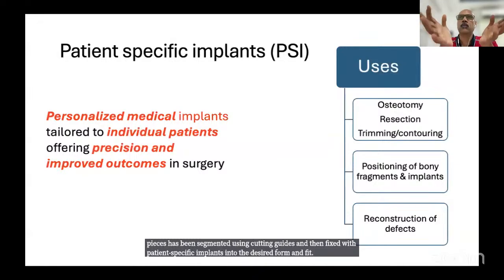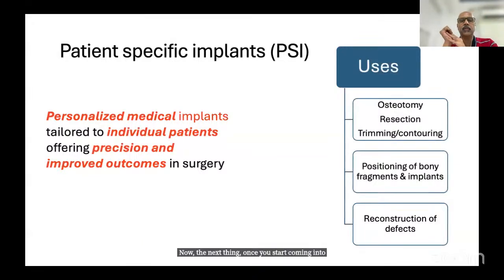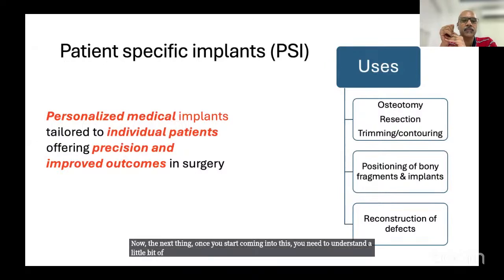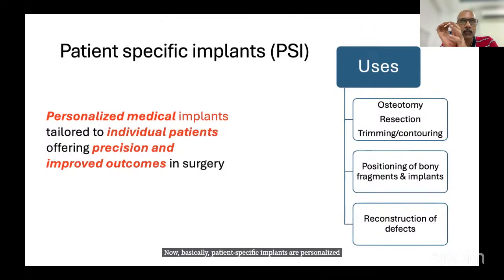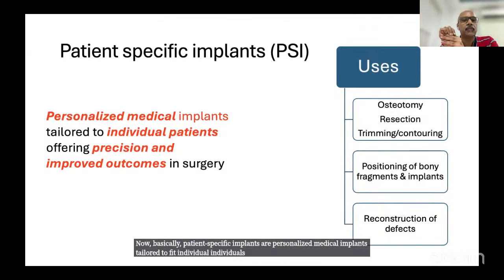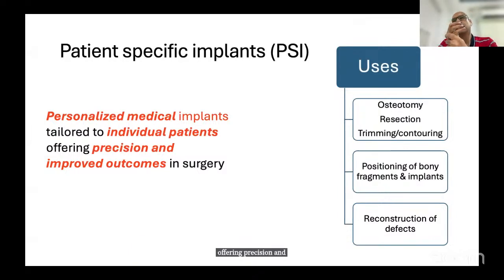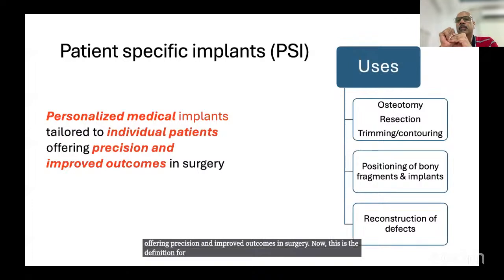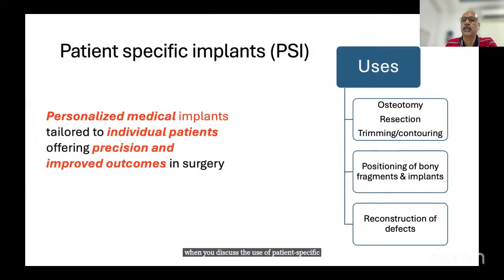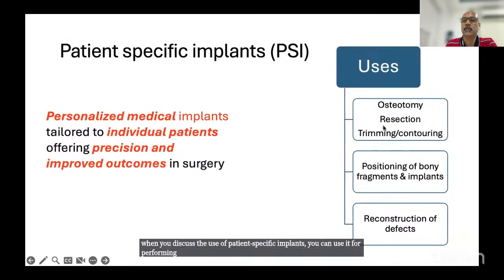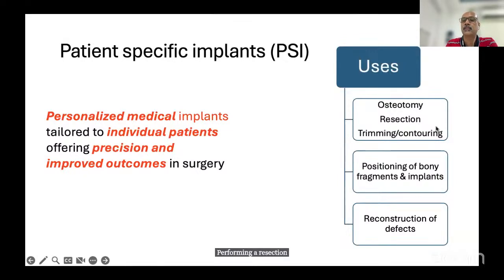Now, the next thing, once you start coming into this, you need to understand a little bit of detailing on patient-specific implants. Basically, patient-specific implants are personalized medical implants tailored to fit individuals, offering precision and improved outcomes in surgery. Now, this is the definition for patient-specific implants. So, where all can these implants be used? When you discuss the use of patient-specific implants, you can use it for performing an osteotomy, performing a resection. You can use it as a trimming and contouring guide. That is one important use where a patient-specific implant or a stent can be used.